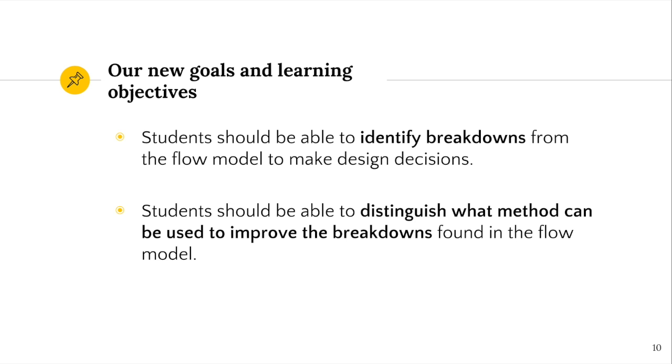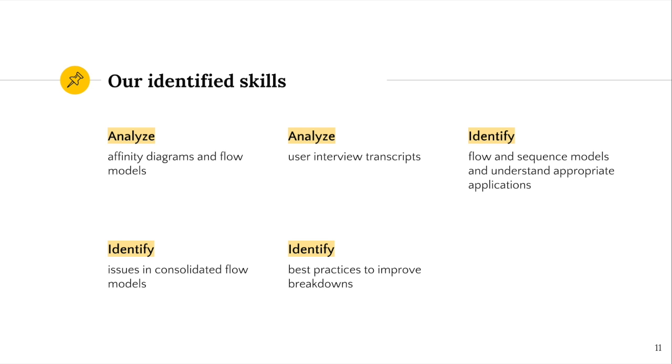Our new goal and learning objectives were the following. One, that students should be able to identify breakdowns from the flow model to make design decisions. And two, that students should be able to distinguish what method could be used to improve the breakdowns found in the flow model. We also identified skills for the students to understand that they needed to learn.